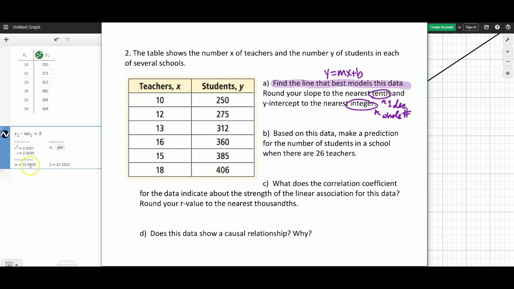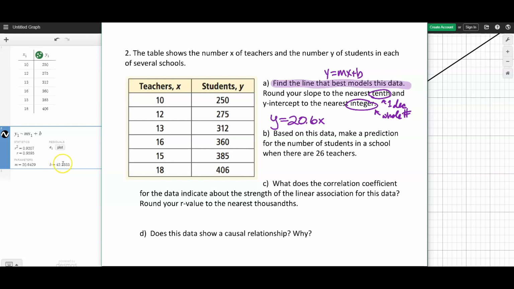But if I want to round the m to the nearest tenth and keep 1 decimal, I look at the second decimal and say, 5 or more, raise the score. 4 or less, let it rest. So I'm going to let this one rest at 20.6. That's my M. And then my B, I need to round to a whole number, just because it's asking me for that. So 42 is where I want to stop.